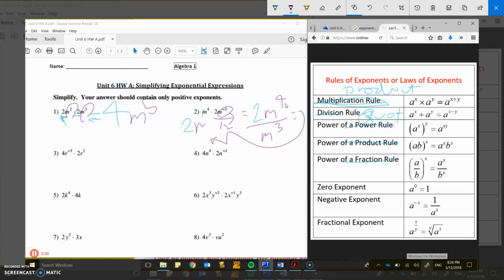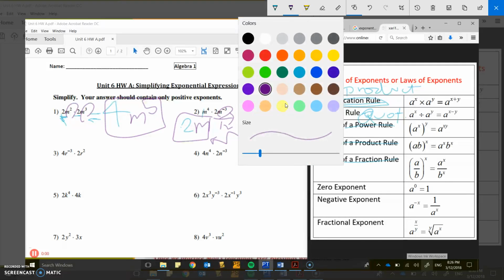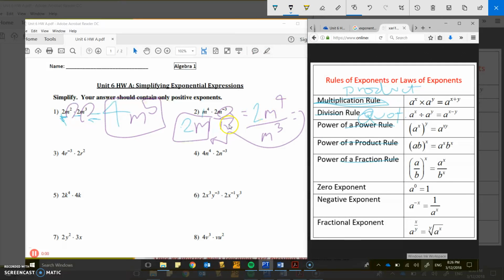Okay, I think I'm going to abandon this color coding now and just use black. Alright, same thing for number 3 and number 4 and number 5 and number 6 and number 7 and number 8. Look at all those product rules, my goodness. But we've got a negative rule, which is going to create a quotient rule, negative, negative, quotient, etc.